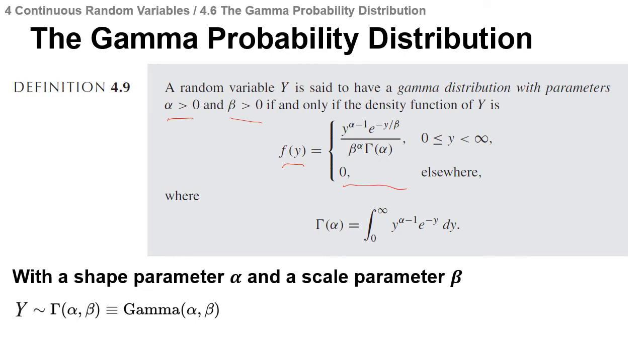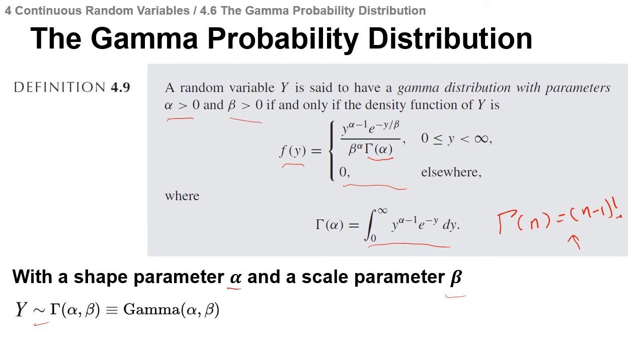In the density function, there is this gamma function, gamma alpha, and it is defined this way. If alpha is an integer, like any integer n, then this is n minus 1 factorial. We can calculate it. I will show you in a later slide why this is true. Here we call alpha the shape parameter, and beta the scale parameter. When y follows the gamma distribution, we say y follows gamma alpha, comma, beta.